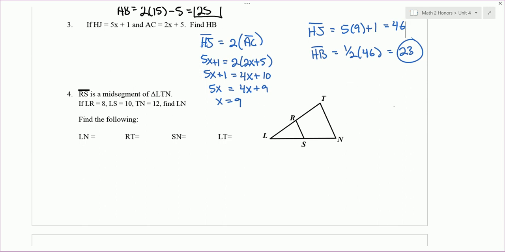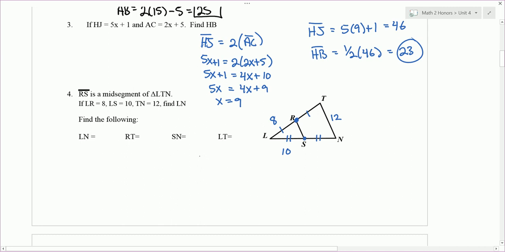Number 4, if RS is a midsegment of the triangle LTN, okay, so if it's a midsegment, then R is a midpoint of LT, and S is a midpoint of LN. If LR is 8, LS is 10, TN is 12, find, well, actually we're going to find all the following.